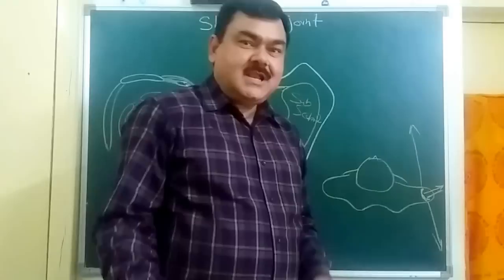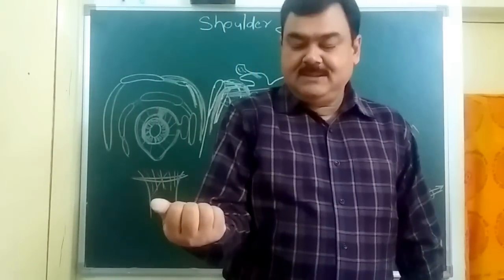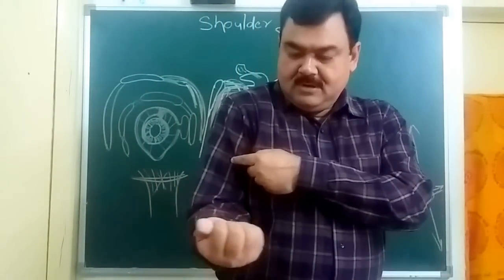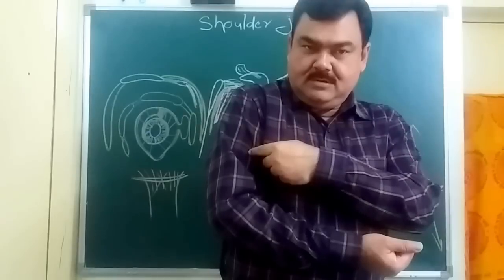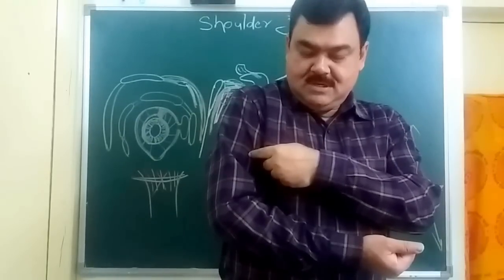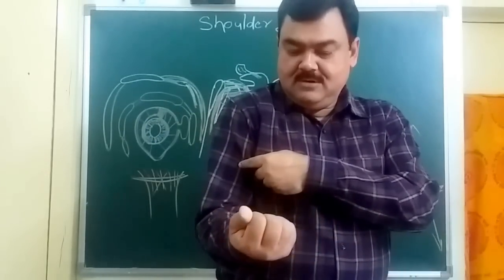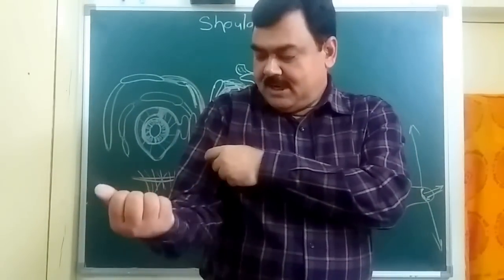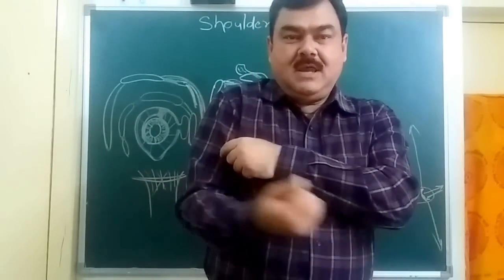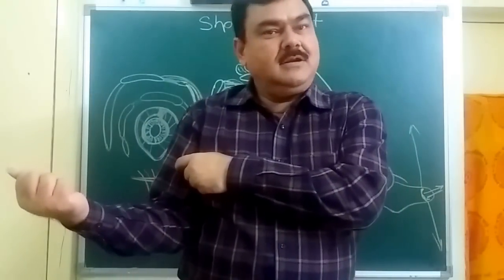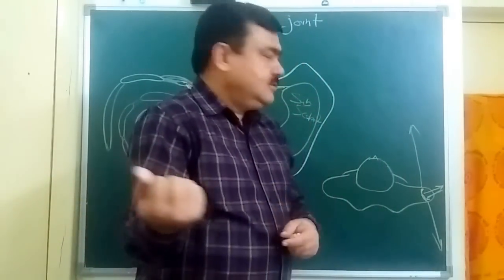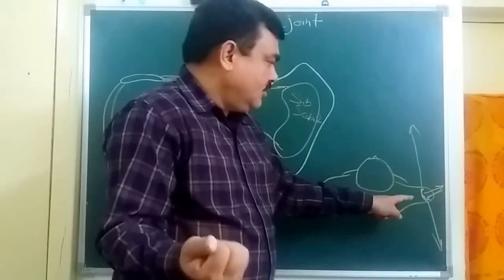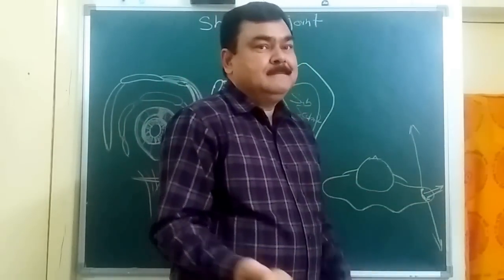Rotation: medial rotation and lateral rotation. You flex the elbow like this and now do this and then do like this. In this position there is medial rotation and in this position there is lateral rotation. So medial and lateral rotation also take place at this shoulder joint.